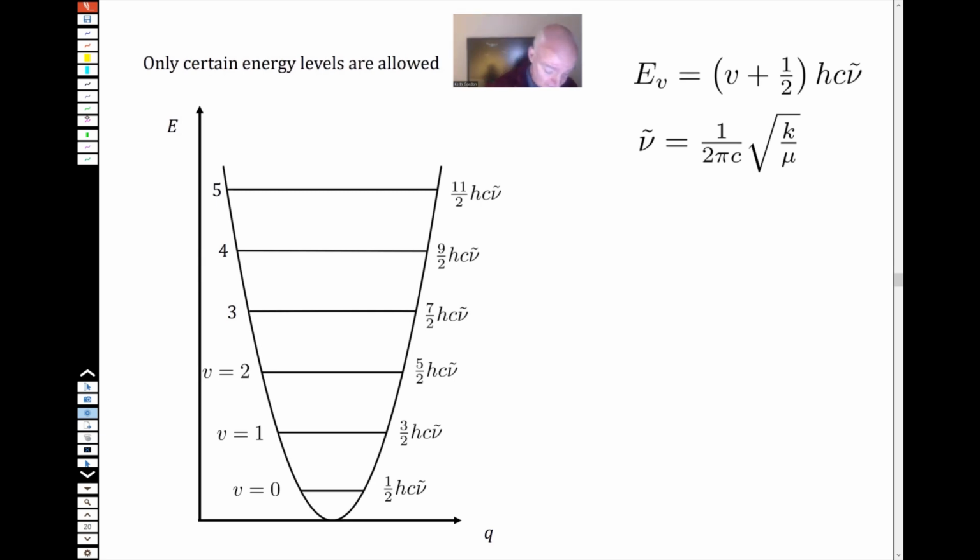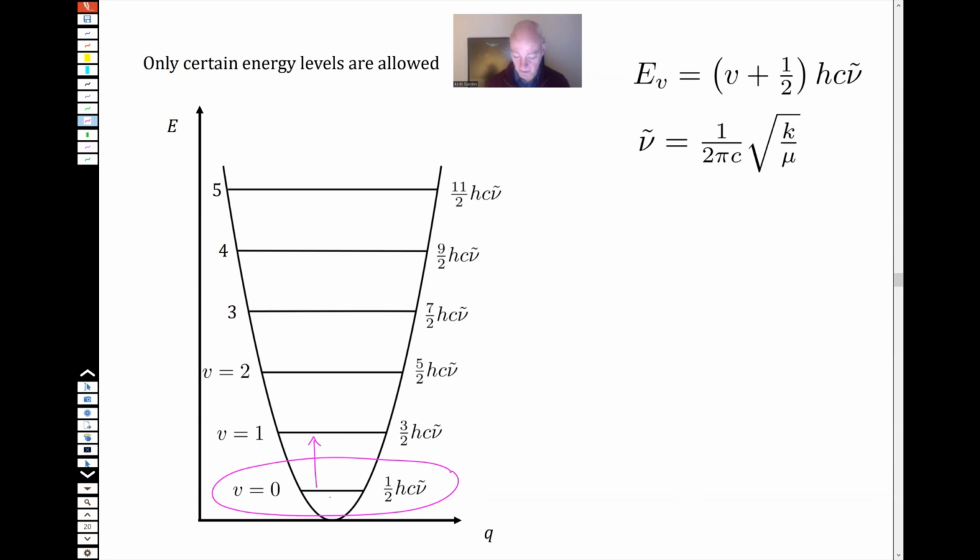So a couple of things that are interesting. The first is that there is no zero energy. You have a zero point energy, that's what it's called. And it means if you've got a bond, the molecule always has some energy, which I think kind of makes sense. You can jump between the levels. We'll see that a little bit later on.